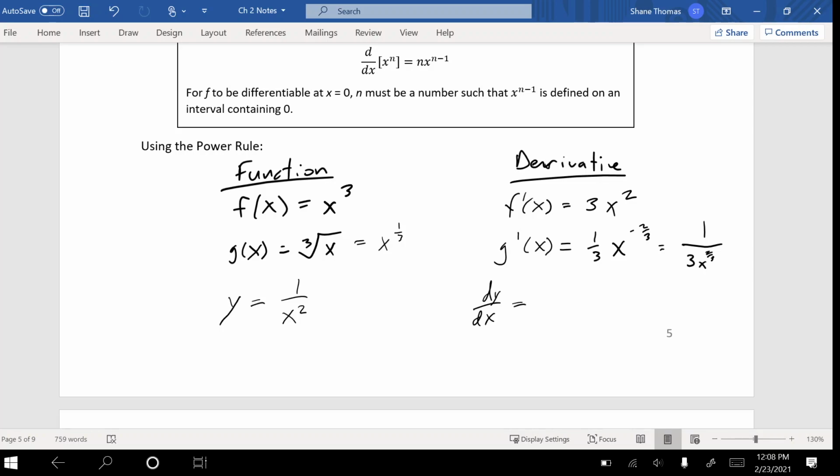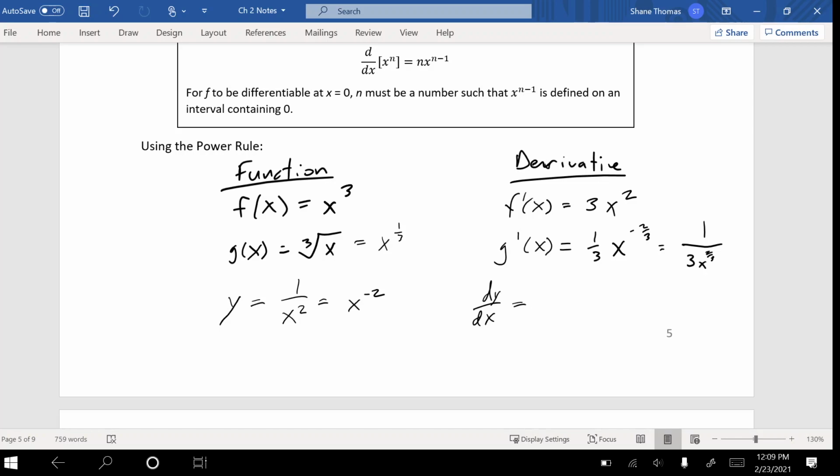Now this one here, it doesn't really fit the power rule, does it? Because it's on the bottom, and you really just can't do it on the bottom and get away with it. So what you want to do, you want to bring it to the top. So when I bring this to the top, now I have x to the -2, right? Anytime I take something from the bottom to the top or the top to the bottom, I change the sign of the exponent. So I'm going to rewrite that as x to the -2.